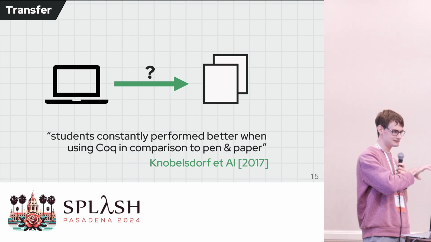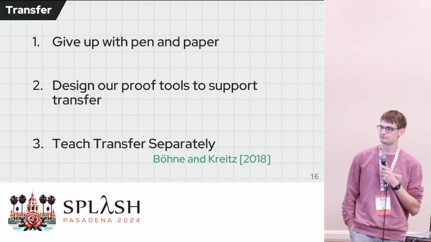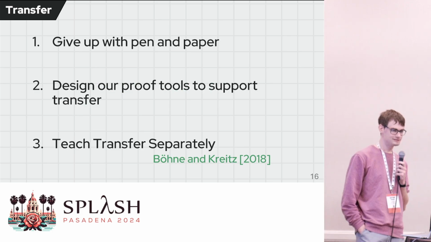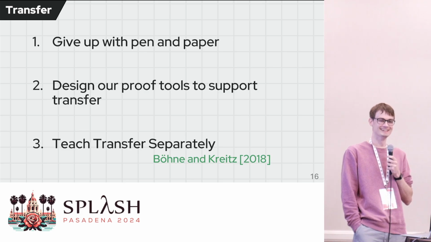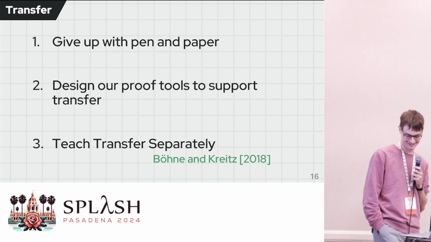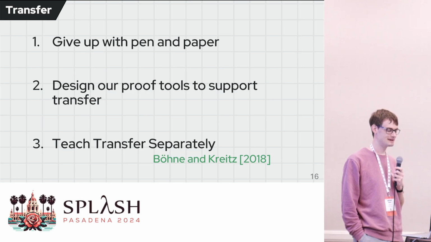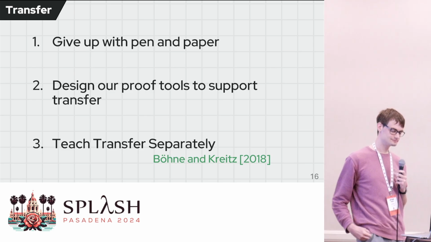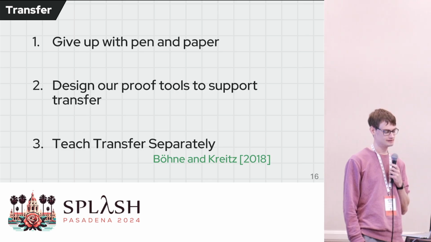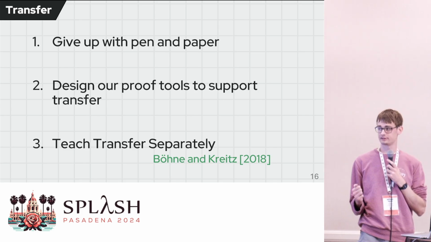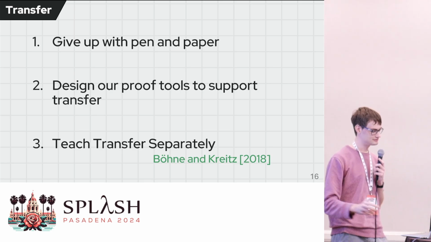So when faced with this challenge, that students' abilities don't naturally transfer from using a proof assistant to pen and paper, we've got three options to deal with that. The first is we can just give up on pen and paper. I feel like that idea might actually be reasonably popular in this room, but I don't know. Most computer science courses still require quite a lot of proofs on pen and paper, so we're going to try and tackle this seriously and think, can we get students to be able to write pen and paper proofs by the end? The second option is to try and change our proof tools so that they're closer to pen and paper to support the transfer.